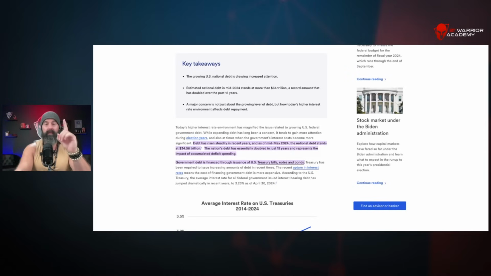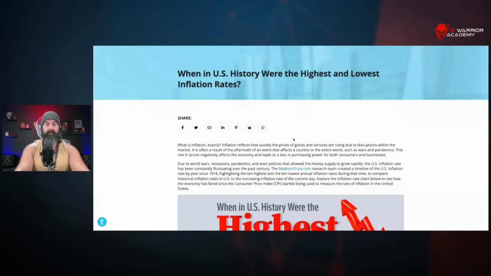The only way they can keep this going is to monetize more debt. So now we're in a high interest rate environment right now. They said they were going to lower interest rates 3 times this year. They haven't even lowered it once, and we're in sticky inflation. So that's number one. Number one is high debt. Number two is inflation.